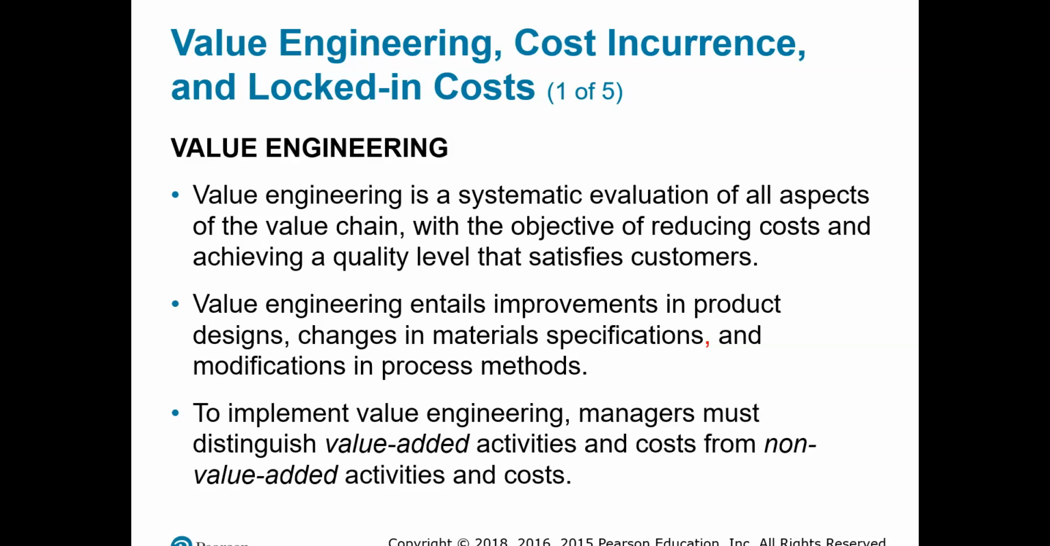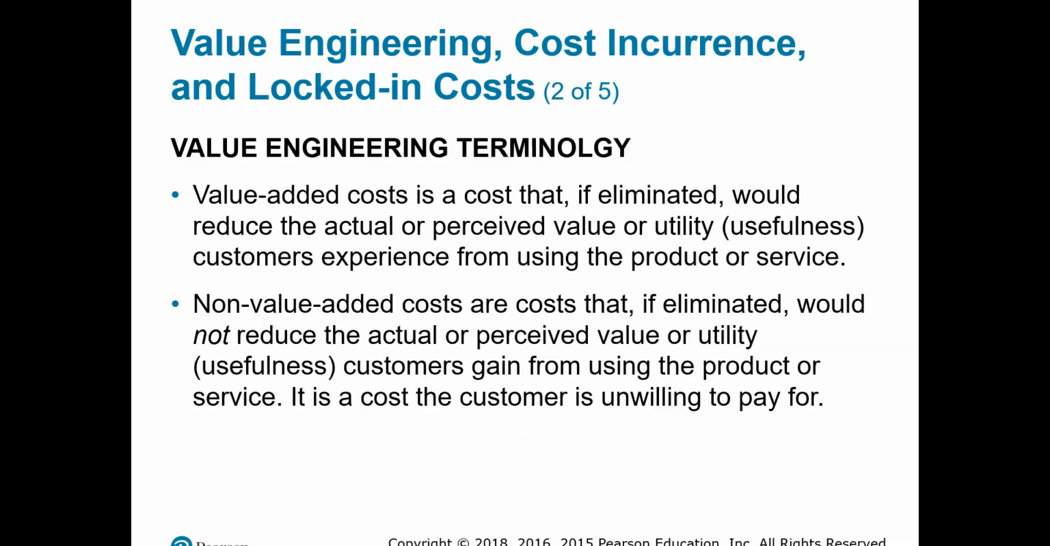Now, value engineering also entails improvement in product designs, maybe some changes in material specifications, and maybe even some modifications in the process methods. This way, we can reduce our costs, and in that process, not reduce our quality. So, when we implement value engineering, we have to focus on two different types of activities. We're going to look at value-added activities and non-value activities and costs. So let's take a look and define those.